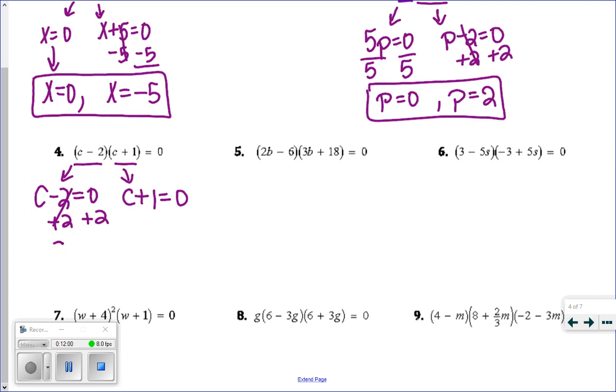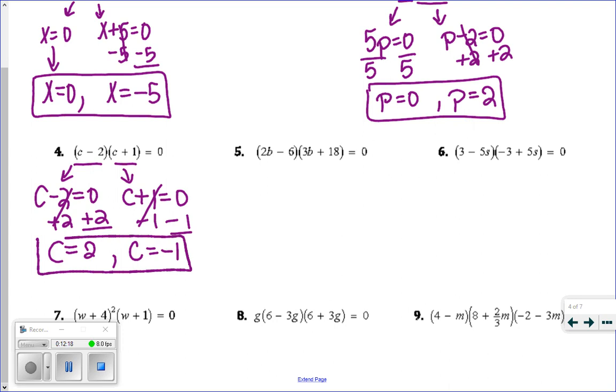So we'll add 2 on both sides. So c equals 0 plus 2, which is just 2. So that's one answer right there. Let me erase that so it doesn't look like a 3. And then here I'll subtract 1 on both sides to cancel that. So c will equal 0 minus 1, which is just -1. So there are the solutions. So I think y'all are starting to see how this game is played. Let's step it up a notch with number 5.